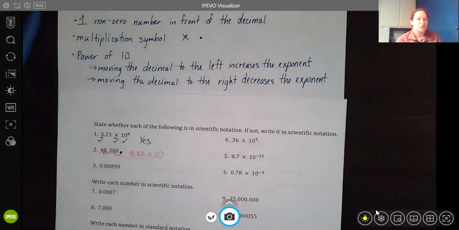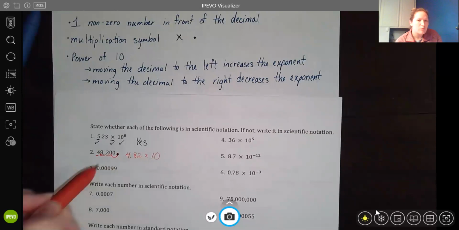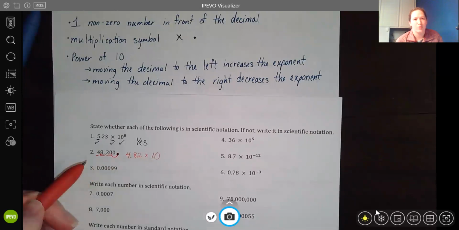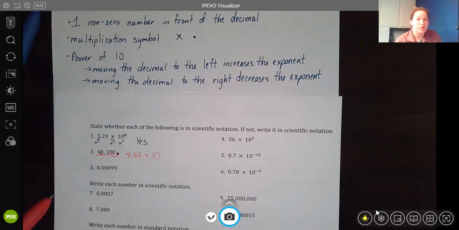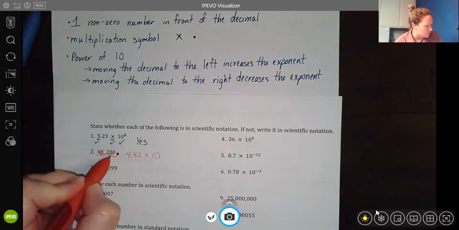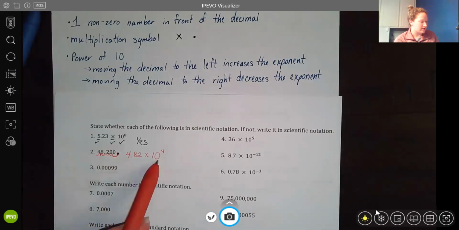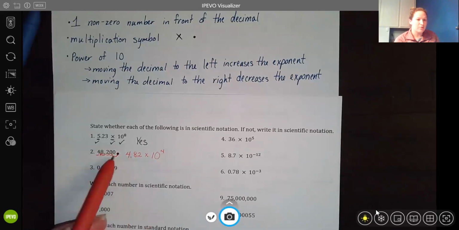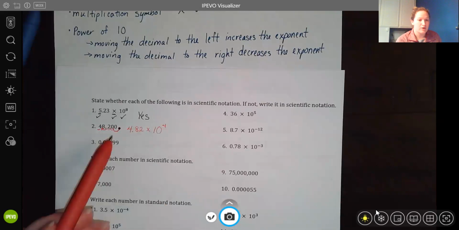The other hint or trick that I always think of when dealing with scientific notation is if I started with a big number, and big is a little bit relative. I'm talking about anything greater than the number 1. If I start with a number larger than 1, my exponent is positive, okay? So I've moved 1, 2, 3, 4. I started with a really big number, 48,200. So my exponent is positive 4, okay? We call this scientific notation. We call this form standard form, okay? So that's one example. Let's look at 3.